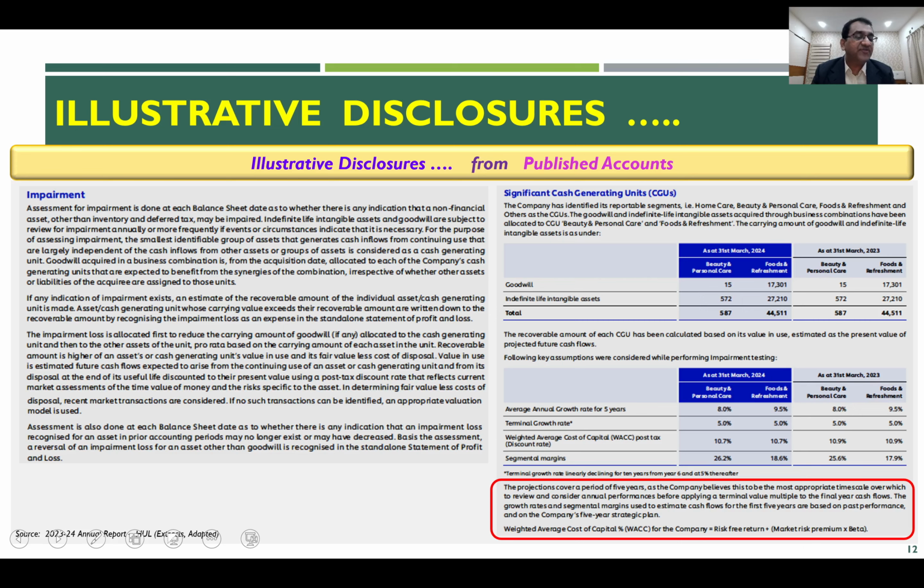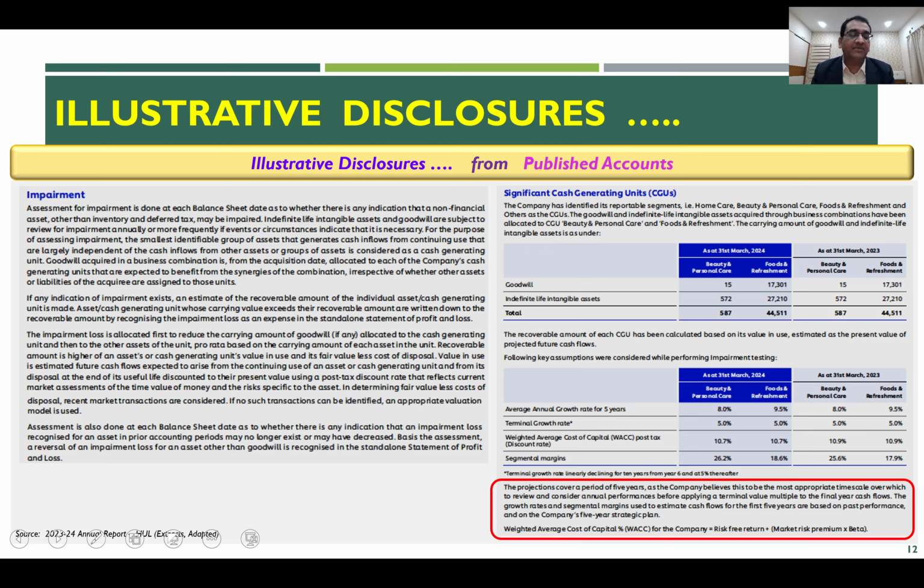Now, you will be able to recollect that under IAS 36 or Ind-AS 36, generally the value in use is to be computed over a 5-year period. But in certain circumstances, it is allowed to extend beyond 5 years. Here, the company, by way of the disclosure, is specifically telling how they have gone about estimating VIU by considering a 5-year period.